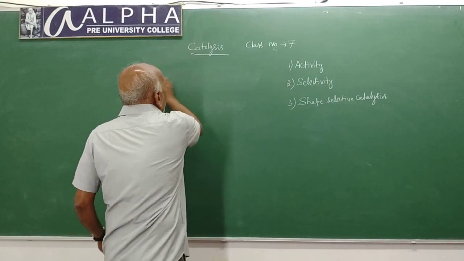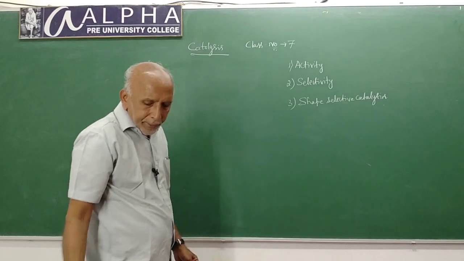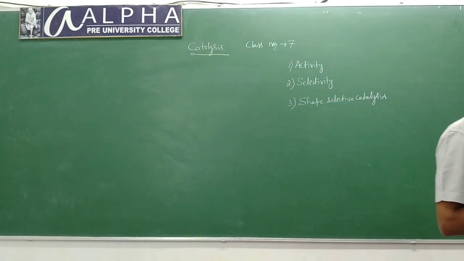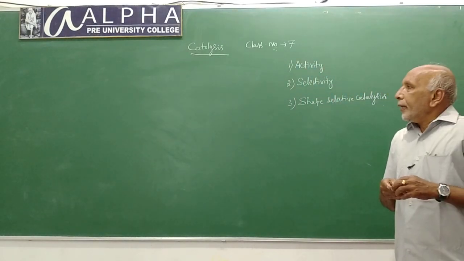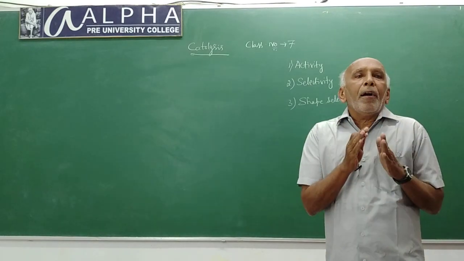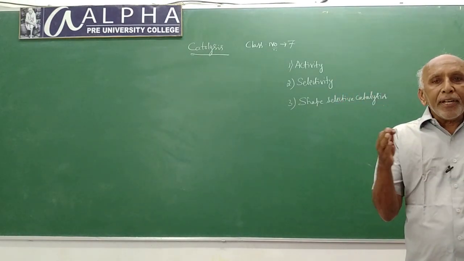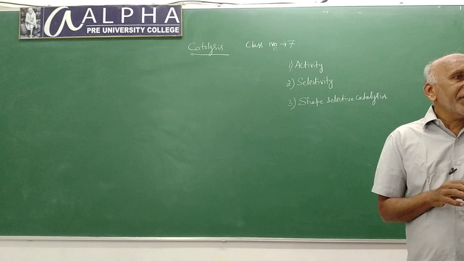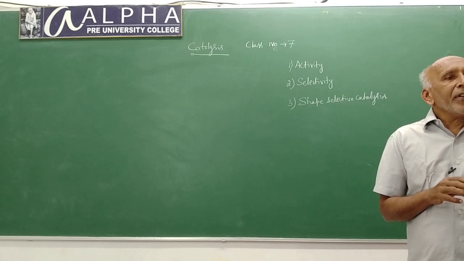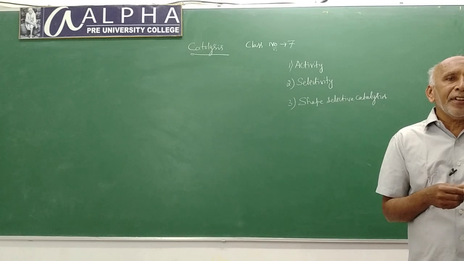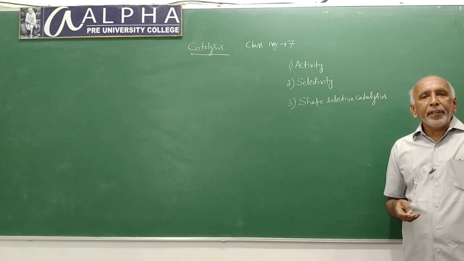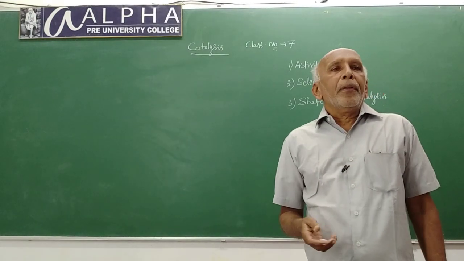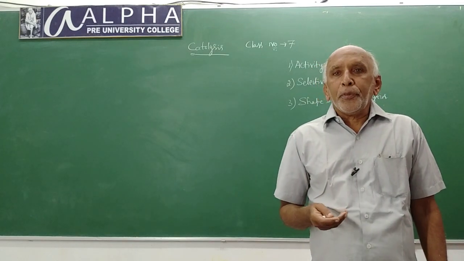Now, we shall see the activity of catalyst. What is activity of catalyst? It is the ability of catalyst to increase the rate of reaction is known as activity of catalyst. The ability of catalyst to increase the rate of reaction is known as its activity. The activity of catalyst generally depends upon the extent of chemisorption.